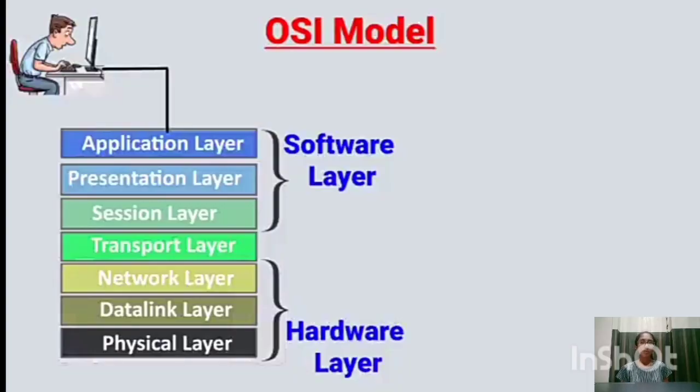The OSI model has 7 layers: physical layer, data link layer, network layer, transport layer, session layer, presentation layer and application layer. Out of these, the first 3 layers from the top, that is the application layer, presentation layer and session layer, are the software layers. Whereas the last 3, that is the network layer, data link layer and physical layer, are the hardware layers.